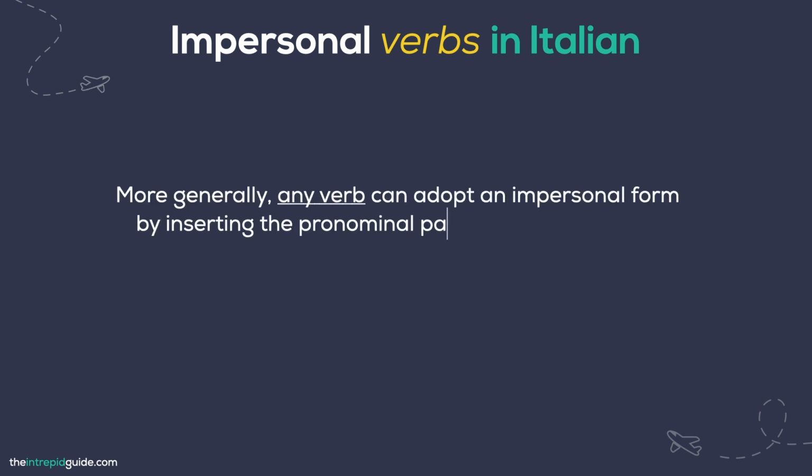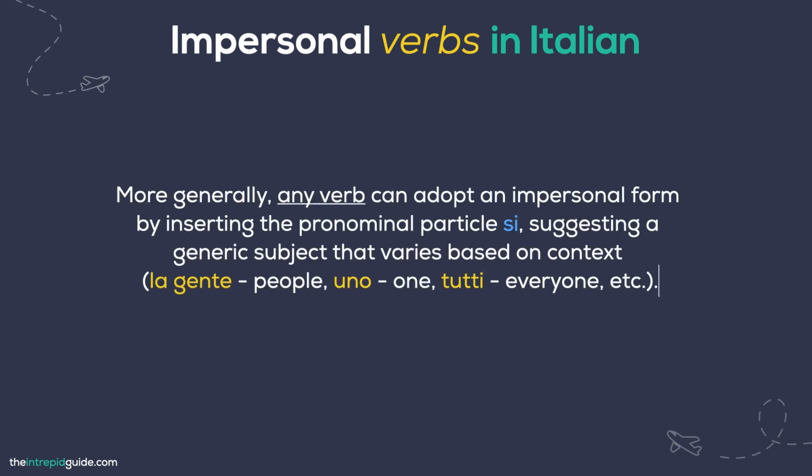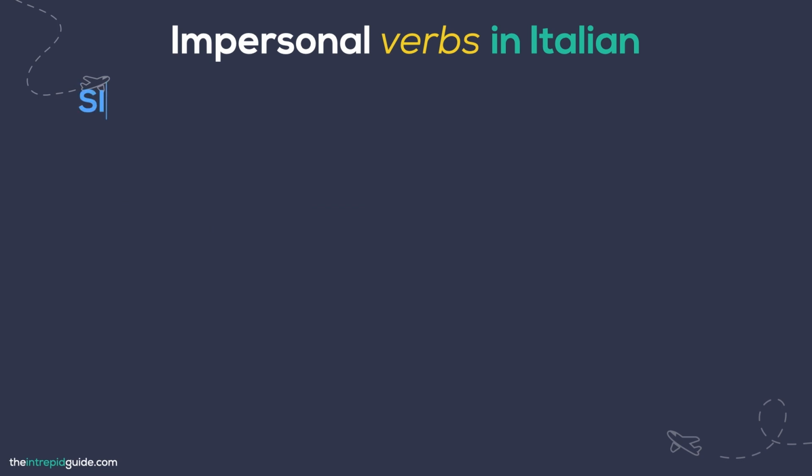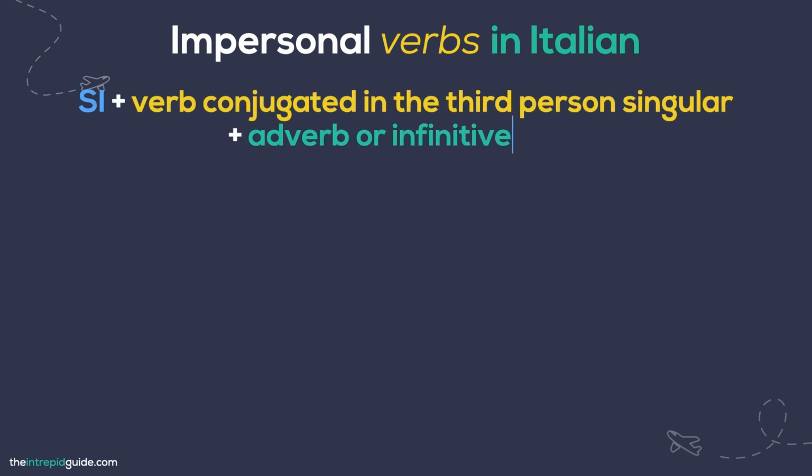More generally, any verb can adopt an impersonal form by inserting the pronominal particle si, suggesting a generic subject that varies based on context, such as la gente, people, uno, one, tutti, everyone. Here's the structure to use. Si plus the verb conjugated in the third person singular plus the adverb or infinitive verb.